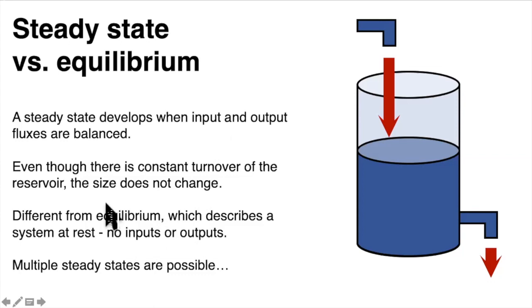Now, there's two key things to keep in mind with this. The first is that multiple steady states can be possible with given input or output fluxes. The second is that this is entirely different from the concept of chemical equilibrium we discussed, talking about the forms of carbon that dissolve in water. And really, to arrive at a chemical equilibrium, you need a system that's mostly at rest with very little inputs or outputs. So it's really just atoms interchanging back and forth.